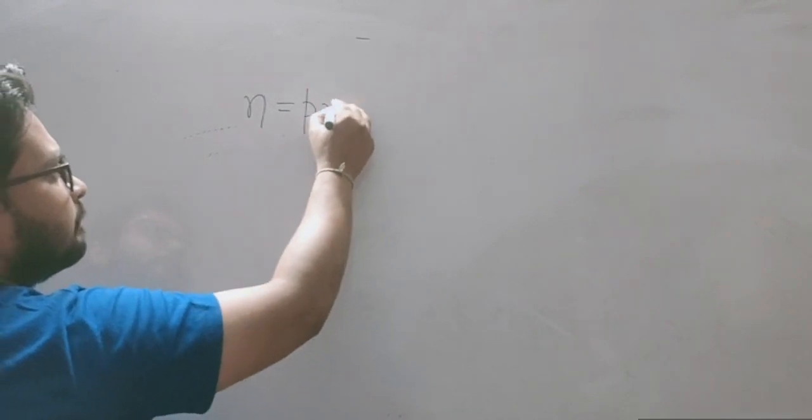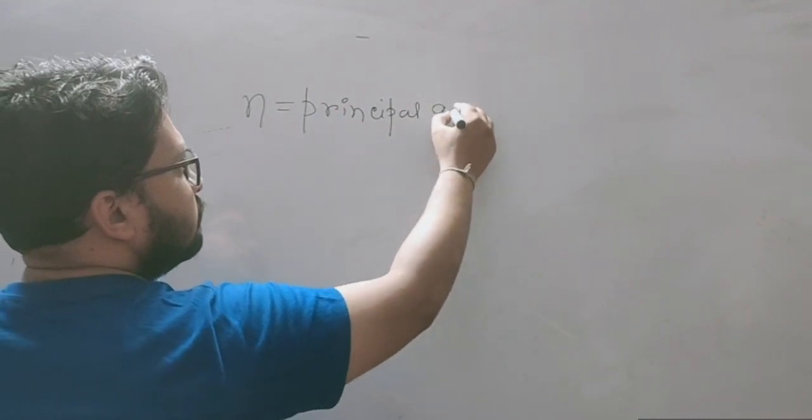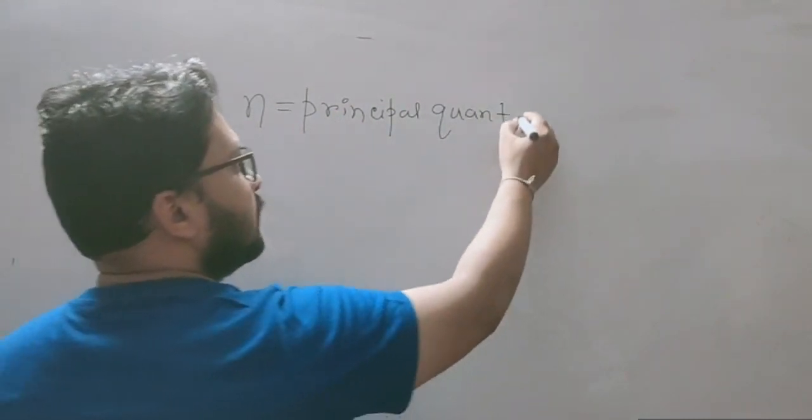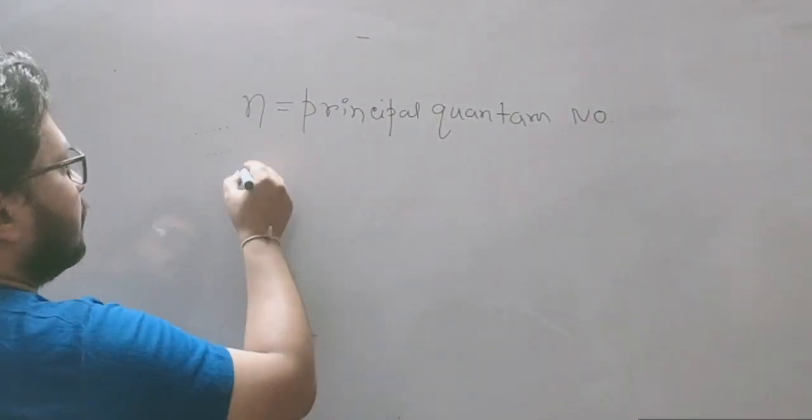There are 4 types of quantum number. One is the principal quantum number, that is denoted by small n. Another is the azimuthal quantum number, denoted by small l. Another is the magnetic quantum number, denoted by small m. And finally the spin quantum number, denoted by small s. So n means principal quantum number.